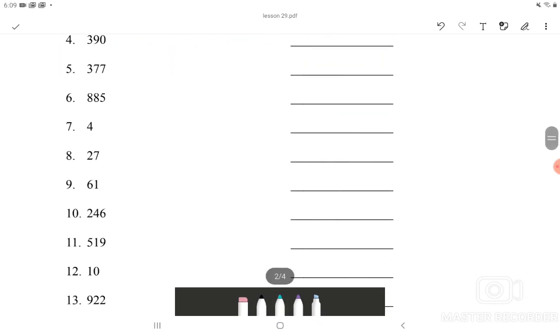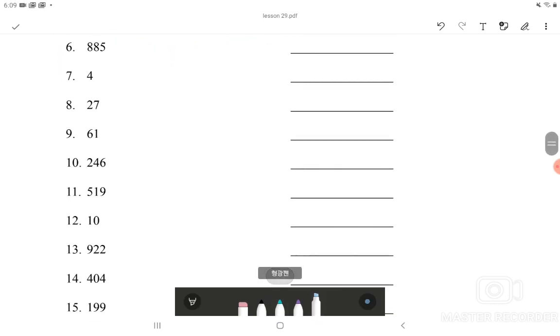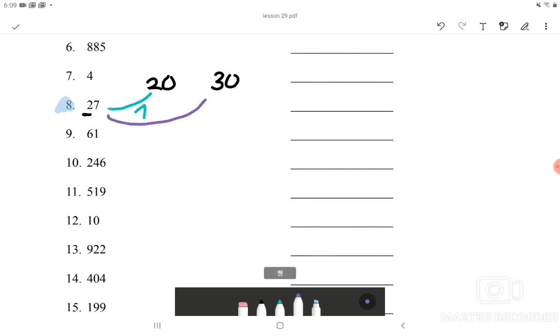We'll also look at number 8, which is 27. Looking at 27, 2 is the tens place, so we'll be looking at if 27 is closer to 20 or 30. There is 7 difference between 20 and 27, and there is 3 difference between 27 and 30. Because 27 and 30 is closer, we're going to round up this time to 30.